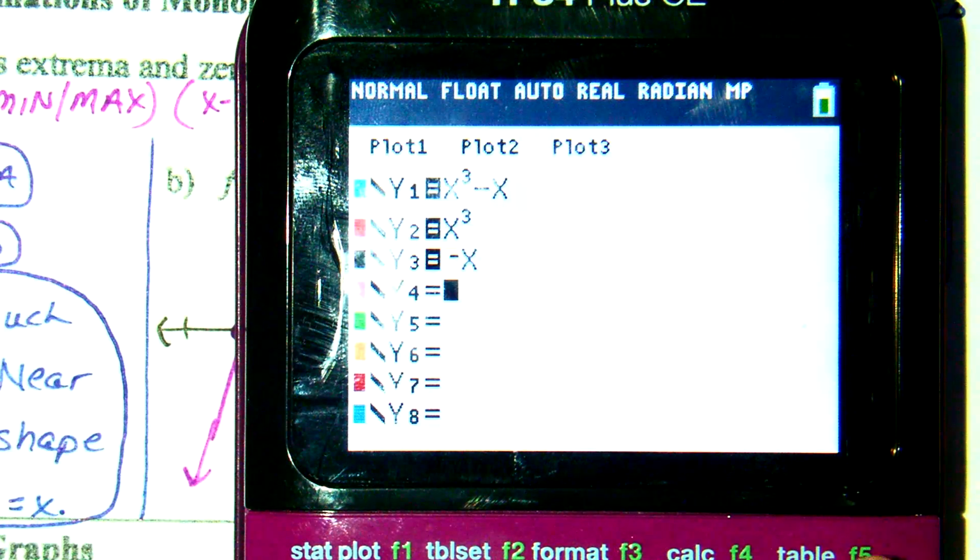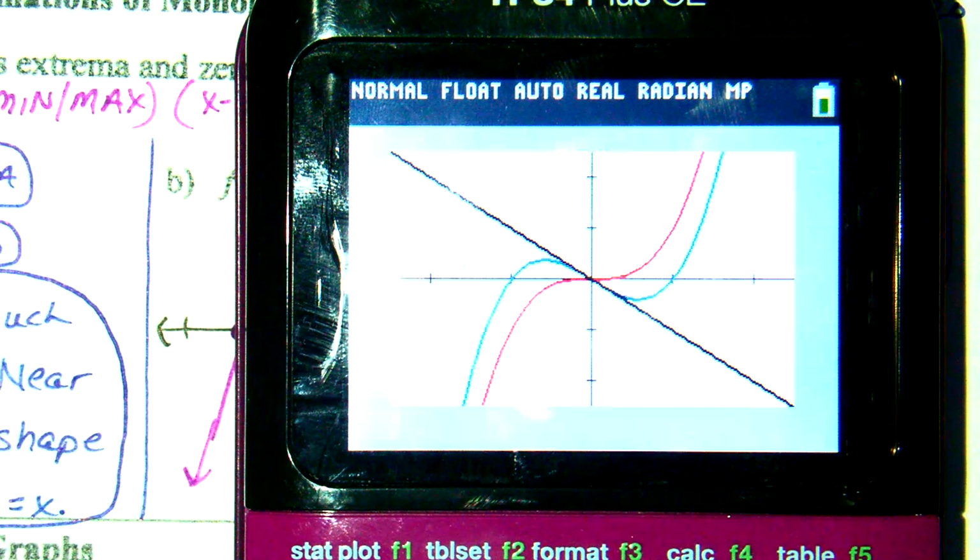So there's my y equals x cubed. And notice what happens at y equals negative x. It is going down. It overlaps exactly there in the center. And then my third one is negative x.